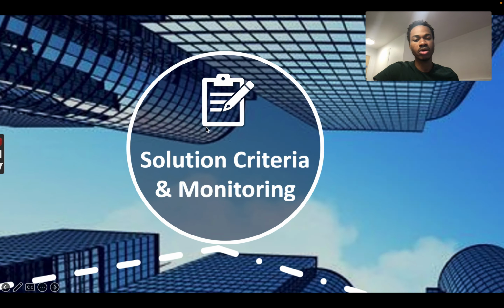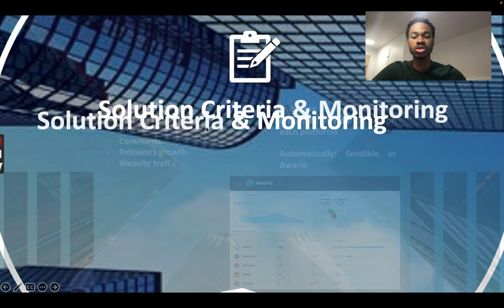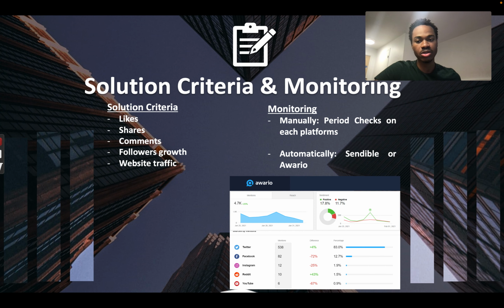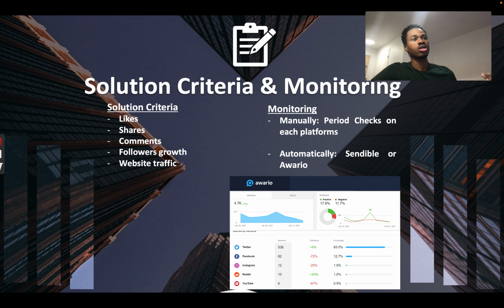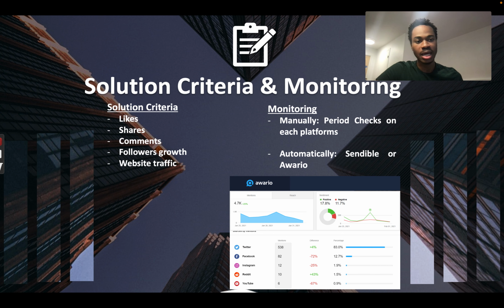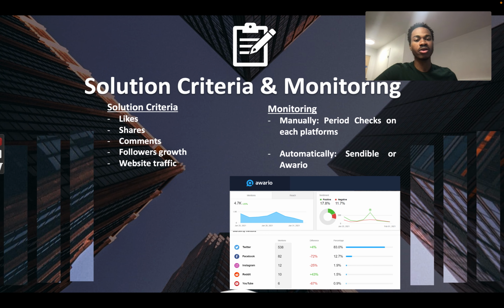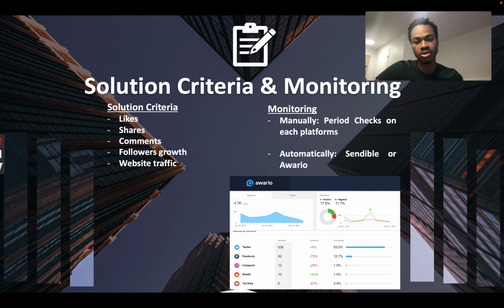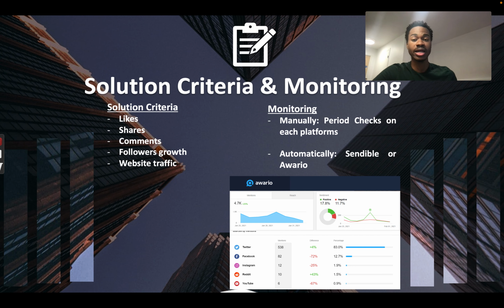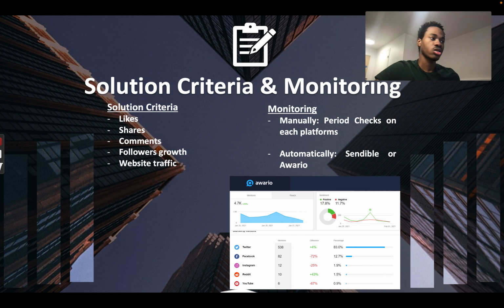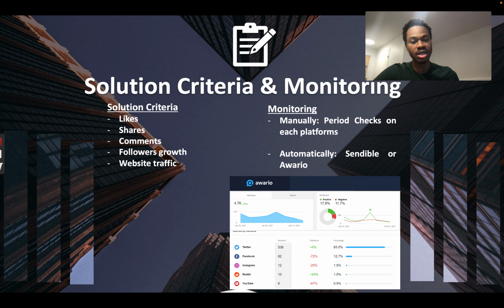Now, moving on to the solution criteria and monitoring. The solution criteria is defined by metrics to be measured. These metrics are basically customer engagement, like likes, shares, comments, followers growth, website traffic. These are the criteria that define the success of the solution, of the social media campaign. And the monitoring could be done in 2 ways. It could be manually or automatically.